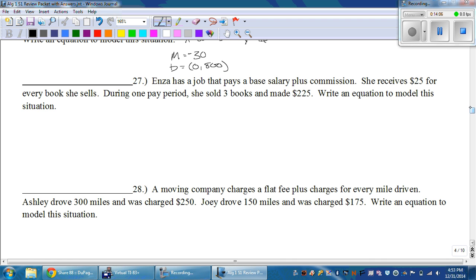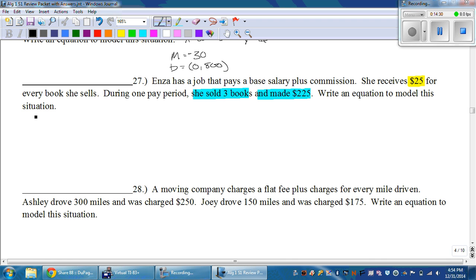All right, 27. Enza has a job that pays a base salary plus commission. She receives $25 for every book she sells. During one pay period, she sold 3 books and made $225. Write an equation to model this situation.